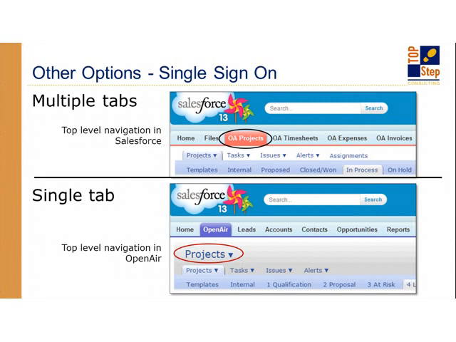The other option is just have a single tab. And if you do that, then that shows you the top level navigation in OpenAir. So I go to a single tab in Salesforce, and I've got everything I need below that. It takes up more room, obviously, because you have that top level link there, but a little bit more flexibility. So both are possible.